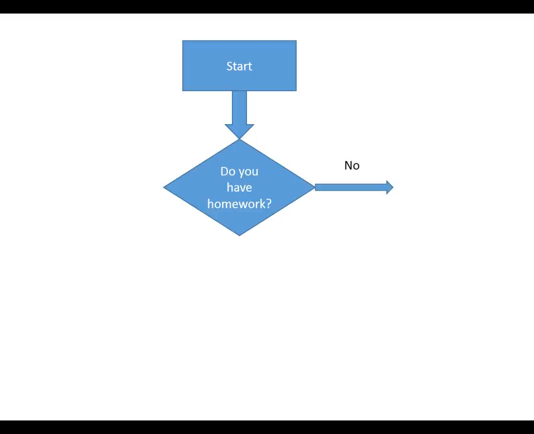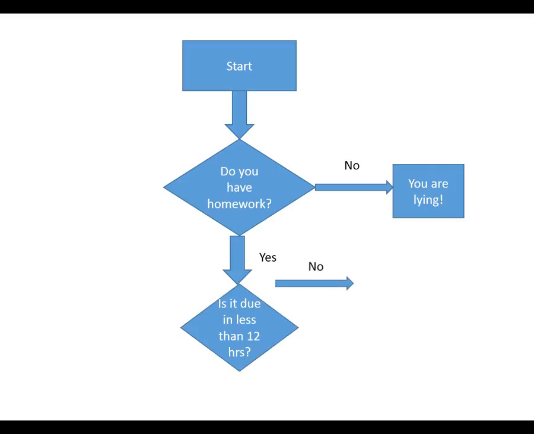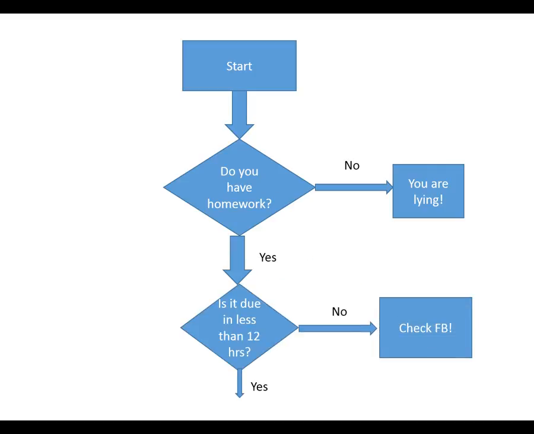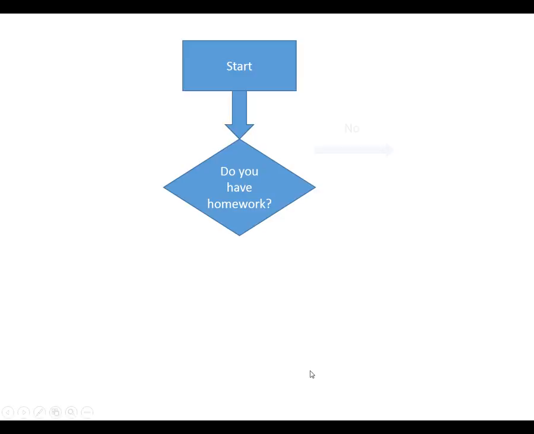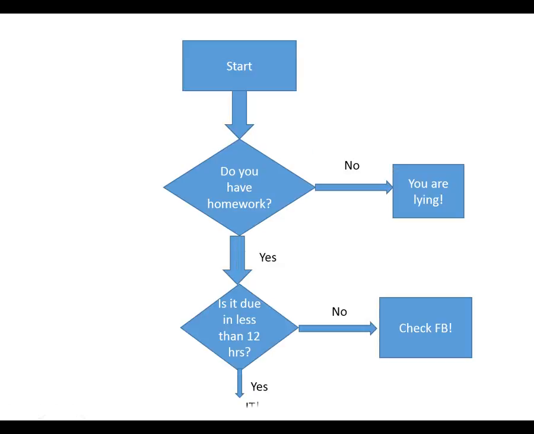Do you have homework? No. You're lying? Yes. Is it doing less than 12 hours? No. Check Facebook? Yes. Do it. And then the effect for pulse. So of course, if you want the pulse to happen right after the do it, you can say no, don't happen on click, happen after previous. So again, you can hear me clicking, and you see it pulsed without me clicking.